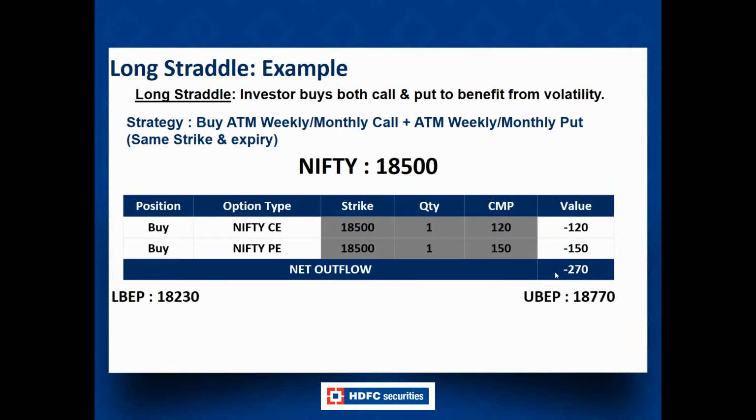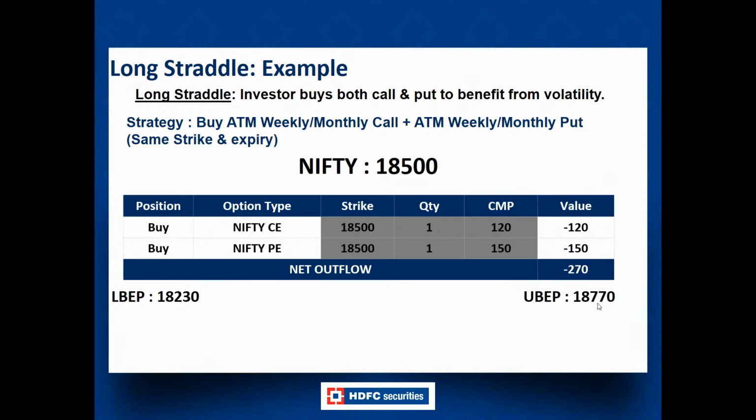Now what you have to make sure is that Nifty either should go up or should go down, but it should go up by more than 270 rupees to be profitable, and it should go down by more than 270 rupees to be profitable. So your lower break-even point would be 18,500 minus 270, that is 18,230. So if it goes below 18,230, your profit will start and it is unlimited. And higher break-even point is 18,500 plus 270, that is 18,770.